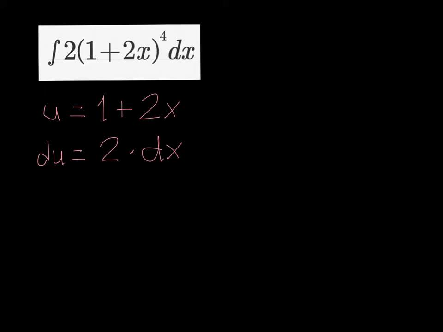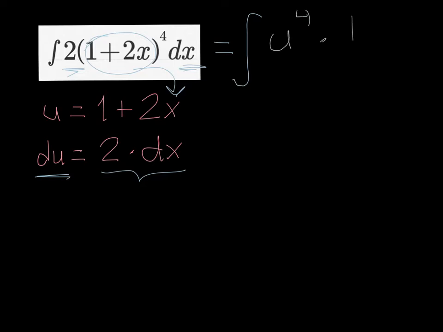So what you have to do is just substitute. Instead of 1 plus 2x, I'm going to write u. And instead of 2 times dx, I'm going to use du, because du is 2 times dx. Can you see it? So let's change the variable of my integral. And my integral now will be u to the 4 times du.